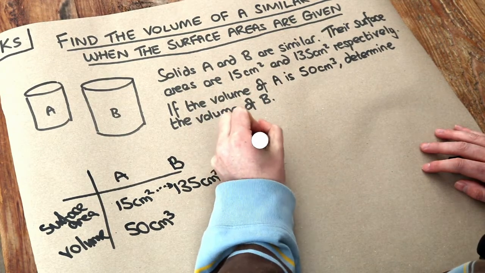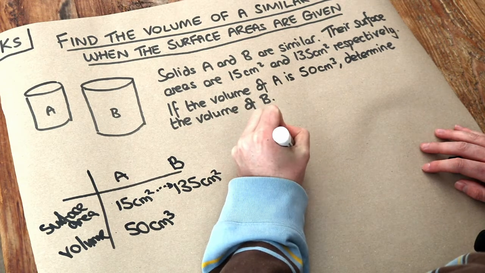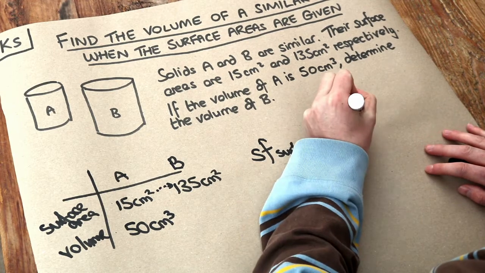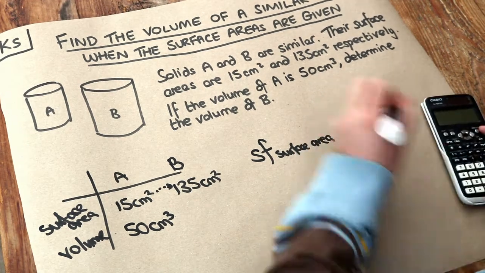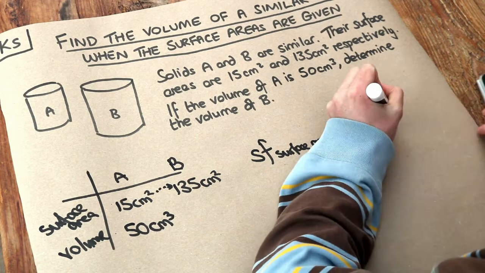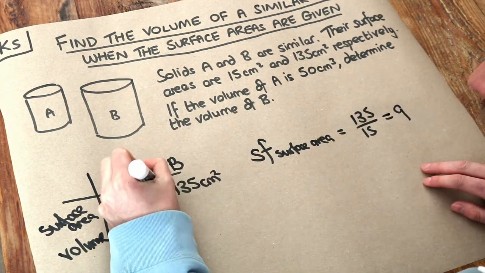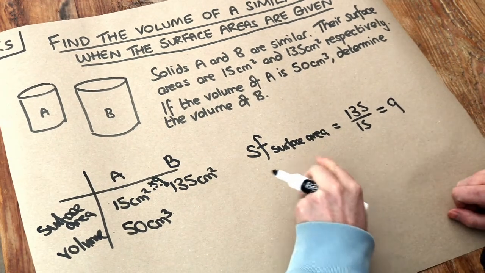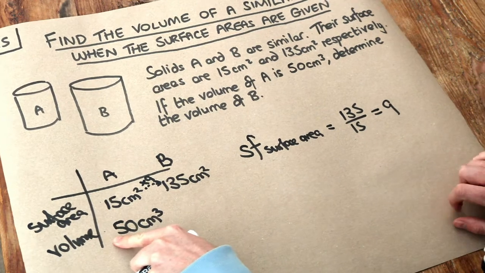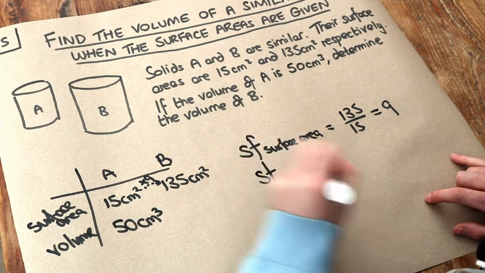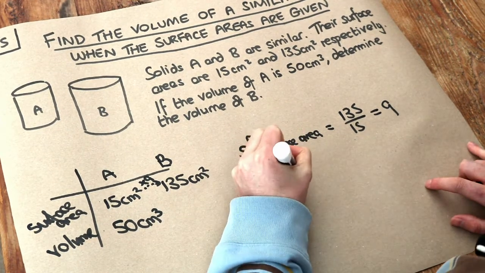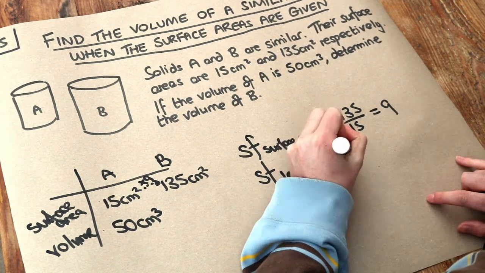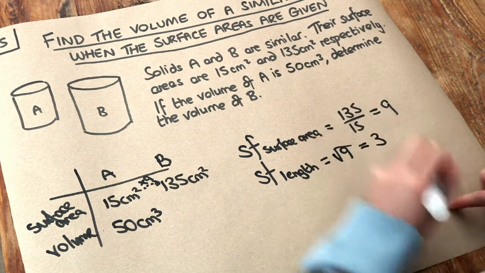So the scale factor, SF, scale factor of surface area, or area, that is equal to 135 divided by 15, and that is 9. So the surface area is 9 times as big. Now it's difficult to go directly from the scale factor of surface area to the scale factor of volume, but we know from a previous video that if we had the scale factor of area, we could find the scale factor of length by square rooting that number there. So if we square root the 9, we get a scale factor of length of 3.